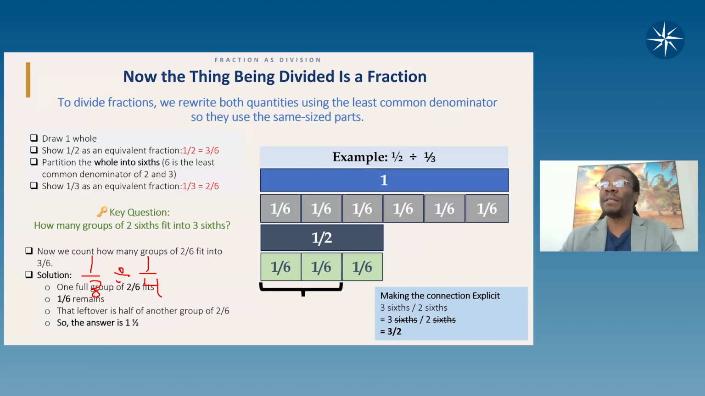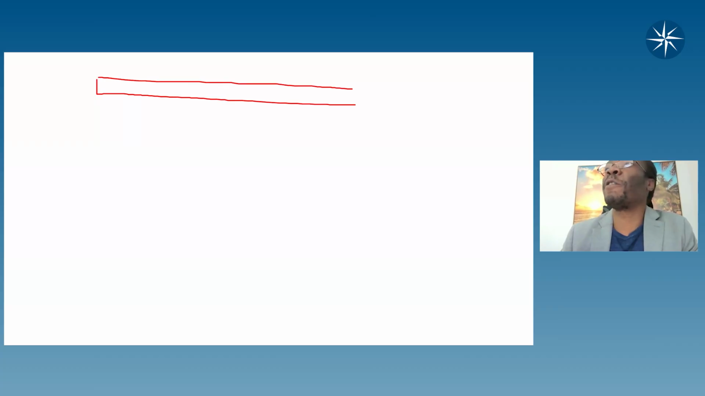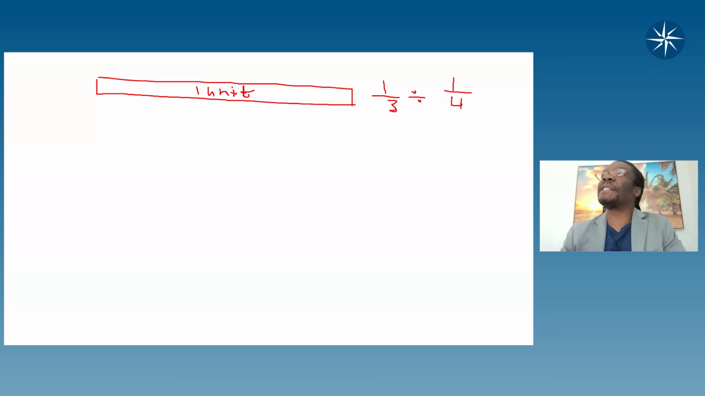All right, so let's talk through this one. Same concept. I'll draw it. We have our unit. It doesn't have to be perfect. So this is our 1 unit. We have 1/3 and we're dividing it by 1/4. So let's make these with the same denominator.